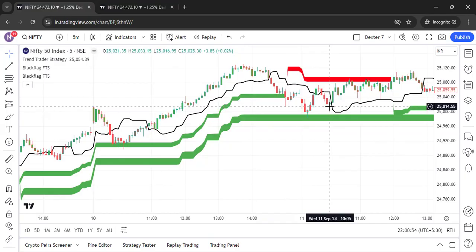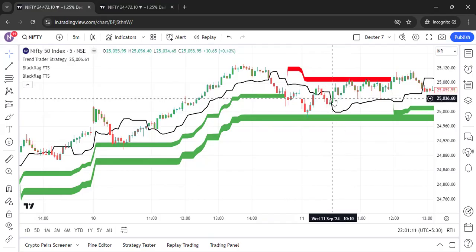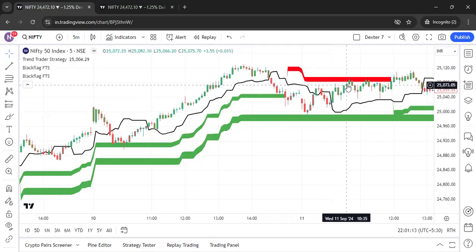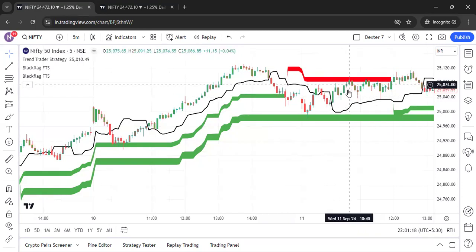So I'm going to take my trade here on the buy side at 25056, and my targets would be what? Around here, 25082. Okay, so around 26 points, right? So if you see, I got it here, 25082, 25006. So I am done on the buy side, right? This is an example wherein we are taking a trade on the buy side.